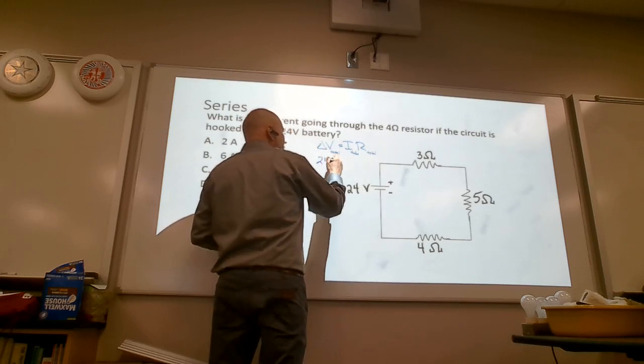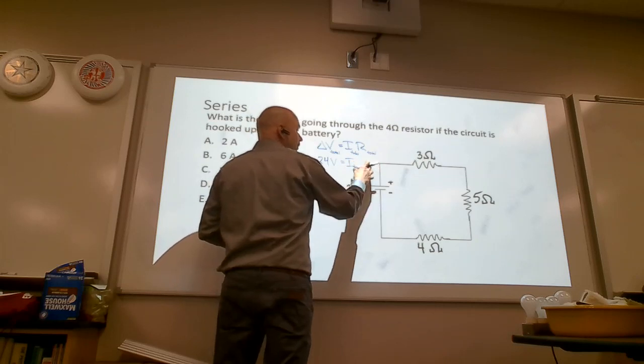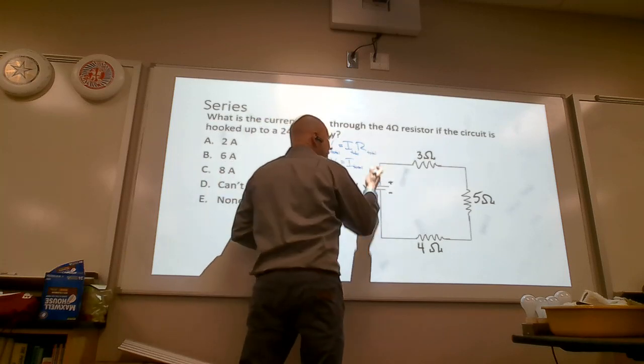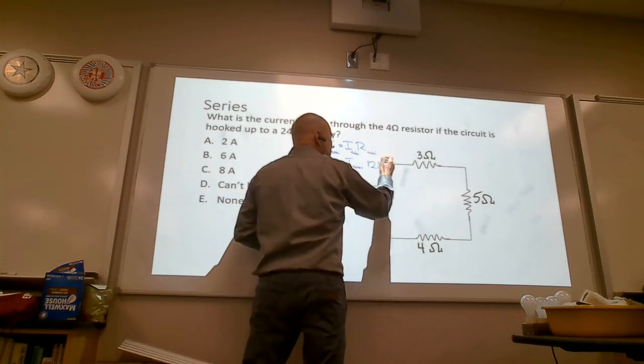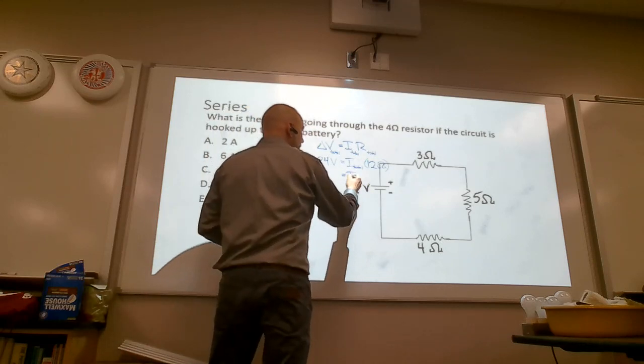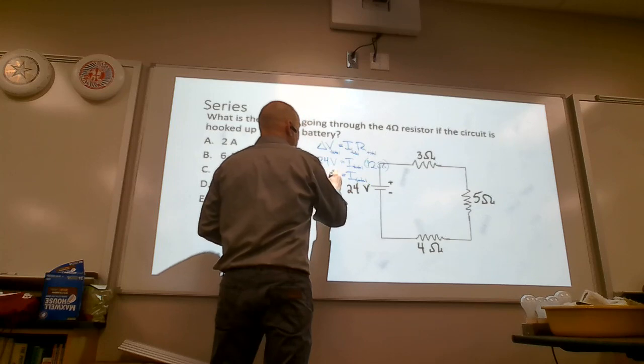So I've got 24 volts. I'm looking for my total current. I need my total resistance. So in series, I add them up and I get 12 ohms. So my total current is equal to 2 amps.